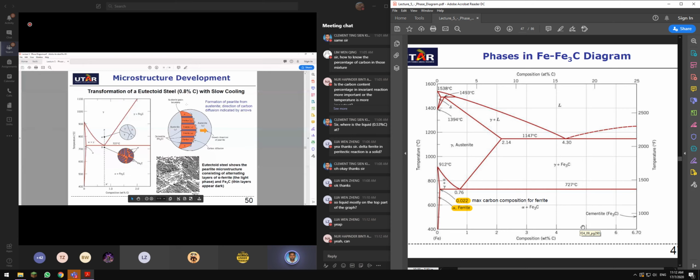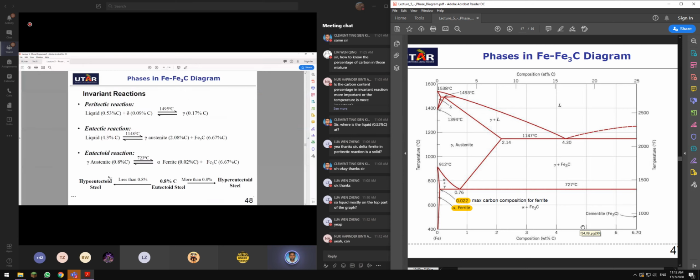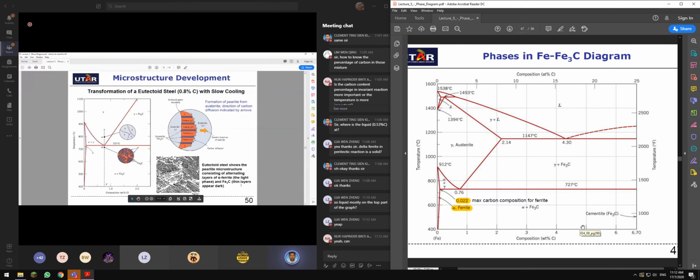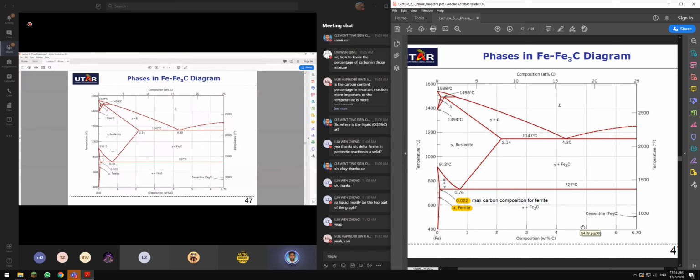So okay, now transformation of eutectoid steel. There's also hypo-eutectoid, less than 0.8, and hyper-eutectoid. So now let's look at eutectoid steel, 0.8, which is 0.76. At first, I have a material, iron carbon, having a carbon content of 0.8, and I'm going for slow cooling. At first, it is austenite. It is still solid. Don't think this is liquid.